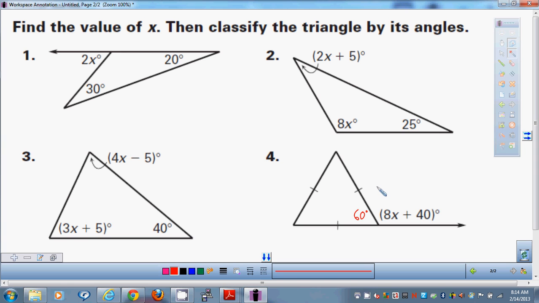Did you say set them equal? Oh, no, you didn't. You add them to 180. 60 plus 8x plus 40 equals 180. So that's 8x plus 100 equals 180. Subtract the 100. You get 8x equals 80. Divide by 8, and what is x?